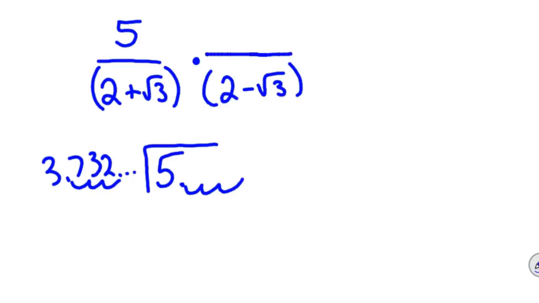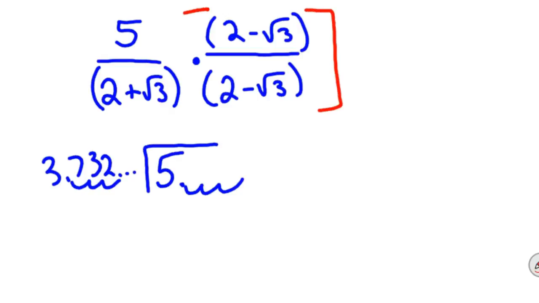So that's exactly what we do. We take it times its conjugate, and whatever you do to the bottom, do to the top, so that this number here on the right is a 1. 2 minus root 3 divided by 2 minus root 3 is simply 1. So I've taken it times a really cool looking 1.